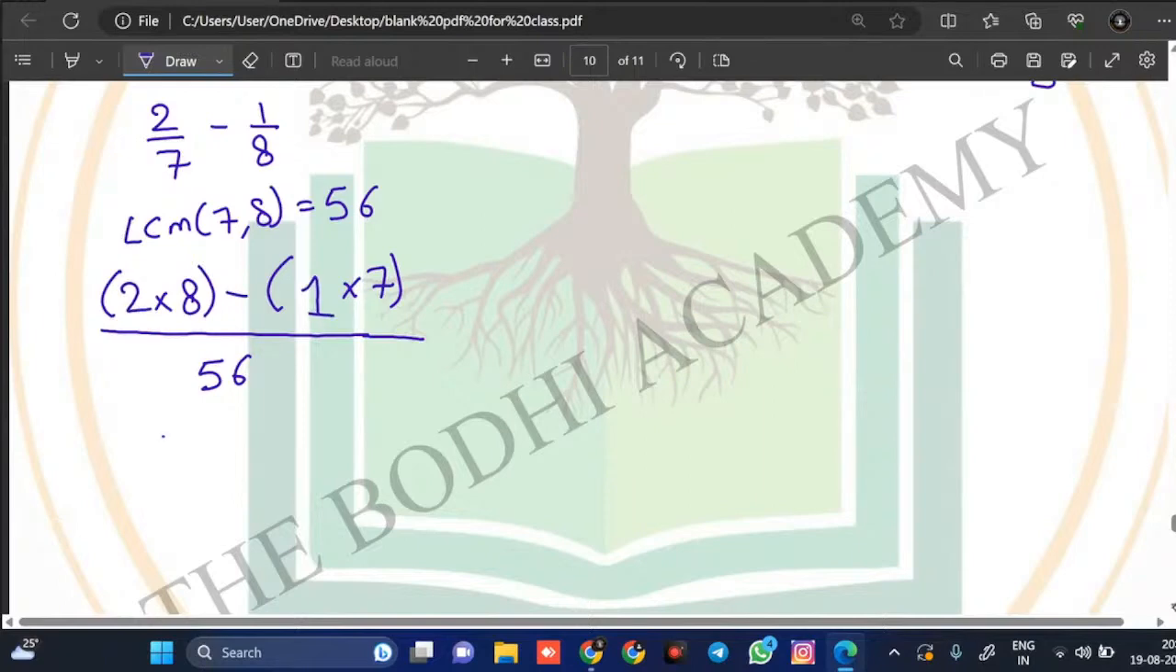Now 2 into 8 is 16 minus 7 ones are 7 divided by 56. Now 16 minus 7 is 9 upon 56. This is the answer. क्या किया मैंने? कुछ नहीं. डिनोमिनेटर में 56, 8 से मल्टीप्लाई, 7 से मल्टीप्लाई, सब्ट्रैक्ट.